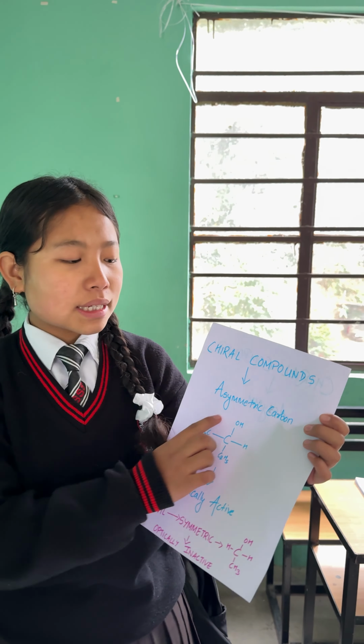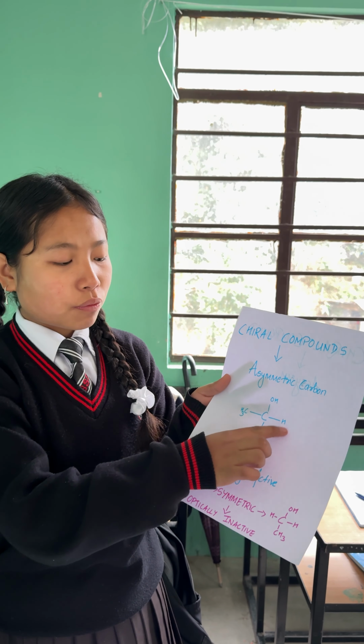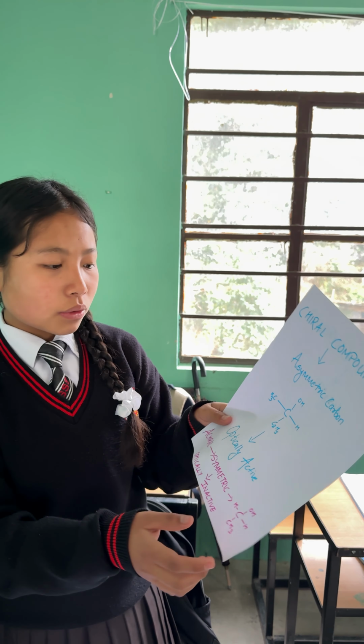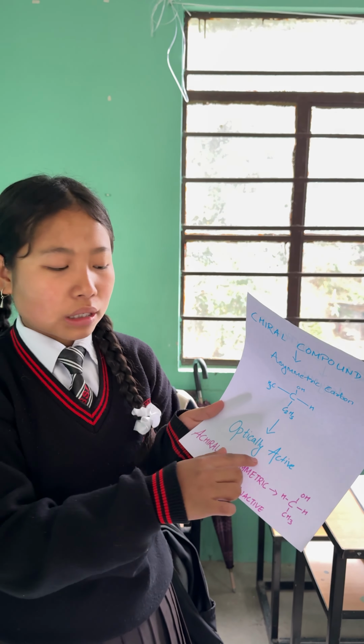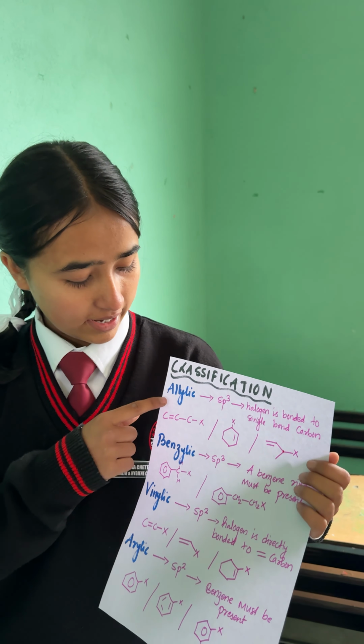A chiral compound has an asymmetric carbon which has different substituents. If there are different substituents, it is optically active. Addition of haloalkanes. Allylic halides.